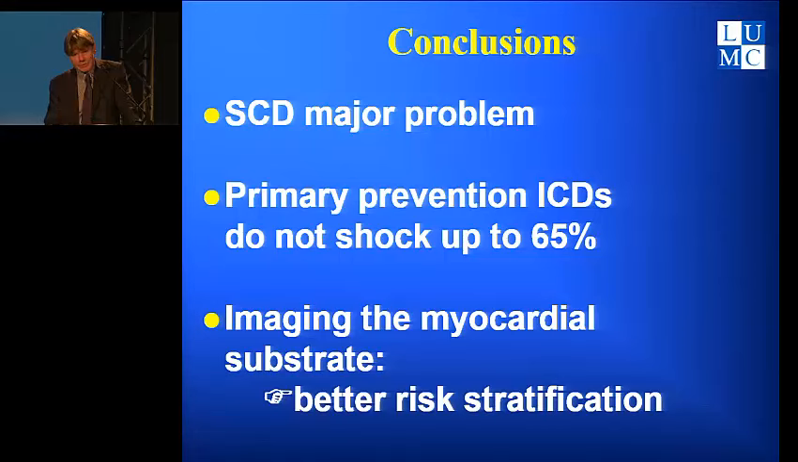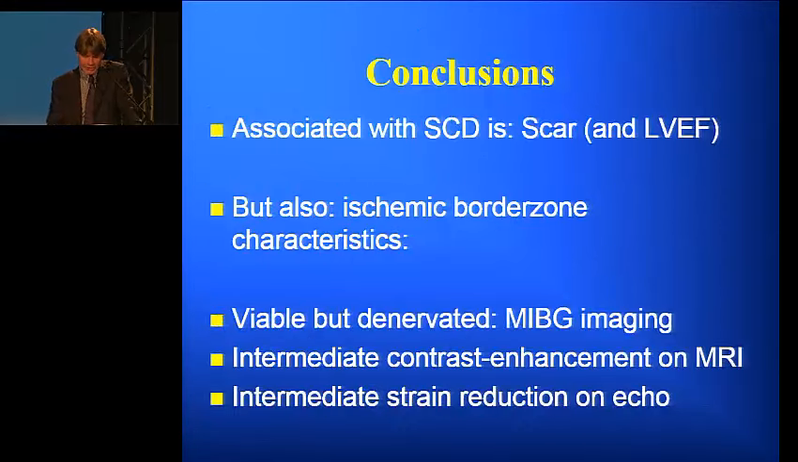Probably in the future, if we could better image the myocardial substrate, we could better risk stratify. Again, associated with sudden death is the scar, and thus the ejection fraction. The ejection fraction is not ideal. We probably in the future move towards this strain assessment. But we also have this ischemic border zone, between the pure scar and the remote area, and that is probably another key to be a good predictor.